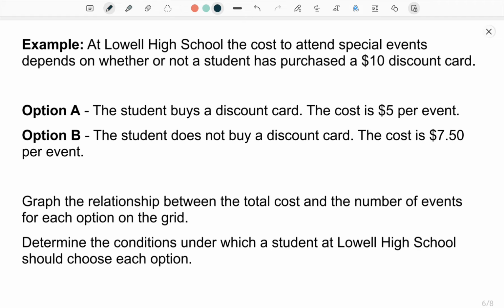So it says at Lowell High School, the cost to attend special events depends on whether or not the student has purchased a $10 discount card. If they do have the discount card, this is going to be option A, the cost would be $5 per event. And if they don't have the discount card, so it would be option B, the cost is $7.50 per event. So we just want to find out basically what a graph of those two options would look like and what's the better deal depending on the situation.